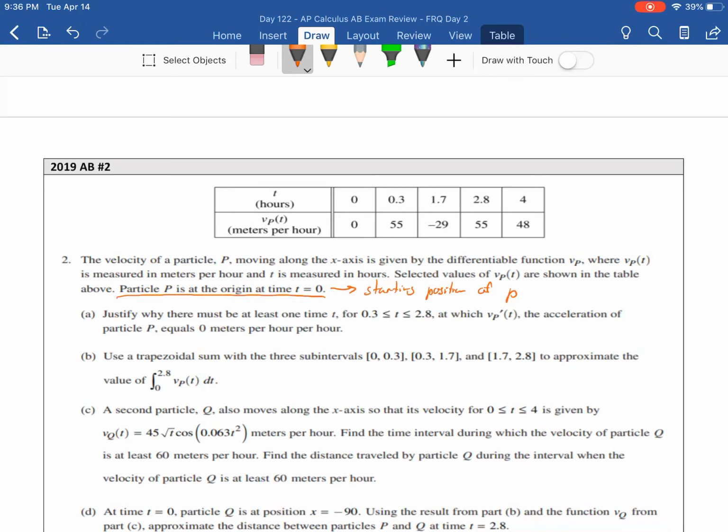Okay. Now, let's get to part A. Justify why there must be at least one time t for 0.3 less than or equal to t less than or equal to 2.8, at which v sub p prime of t, the acceleration of particle p, equals 0 meters per hour per hour. So that's our first question. Now the key word here is telling us why the derivative has to equal 0. There is a theorem that we talked about in class that talked about this idea that the derivative has to equal something.